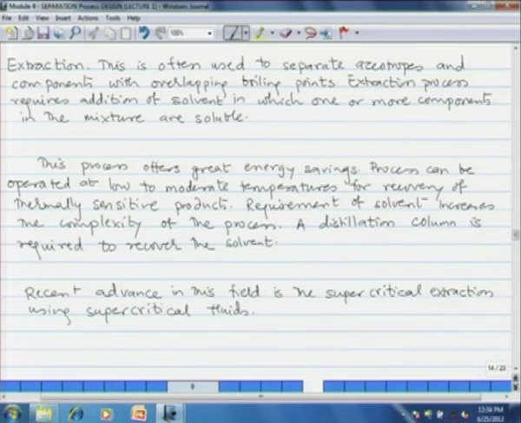The solvent which you are going to use should also have a low boiling point, and it should be less viscous, and so on and so forth. These things you have already learnt in the mass transfer course, that is, the desired properties of the solvent for a particular extraction process.